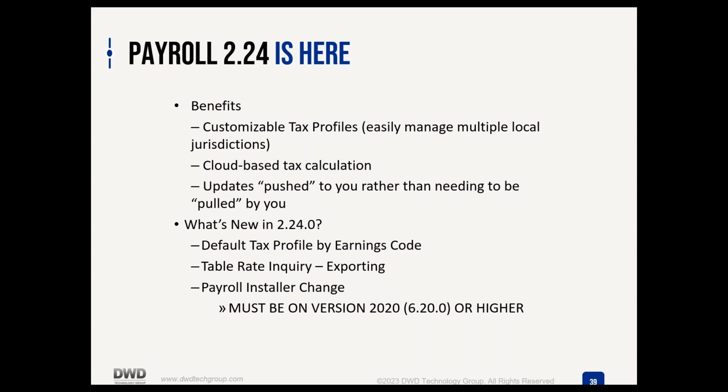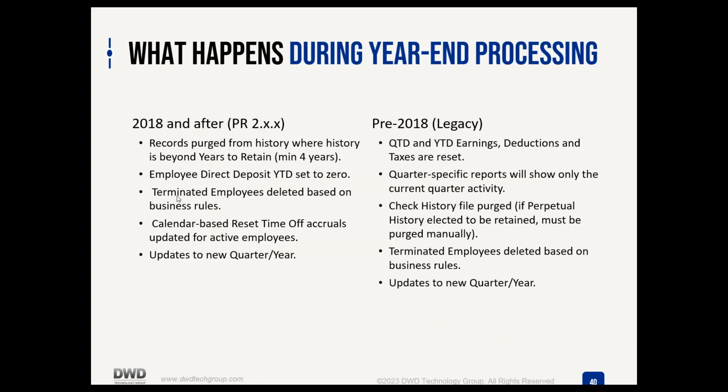Excuse me. So what happens in payroll during period end processing and year end processing? There is a little blurb here about what happens in the legacy version. I'm really not going to talk to it because that is not applicable anymore. But 2018 and after, technically payroll 2.x.x and after, what happens? Records get purged from history when the history is beyond the years to retain. And the default went from 2 to 4 years, and you can make that higher.